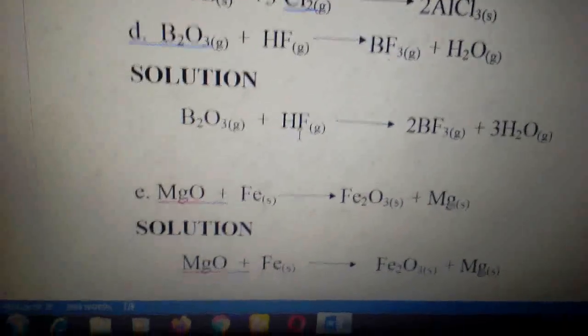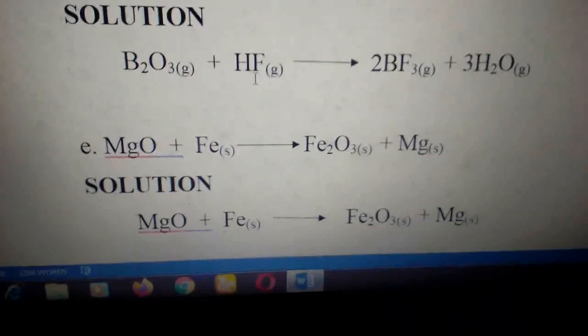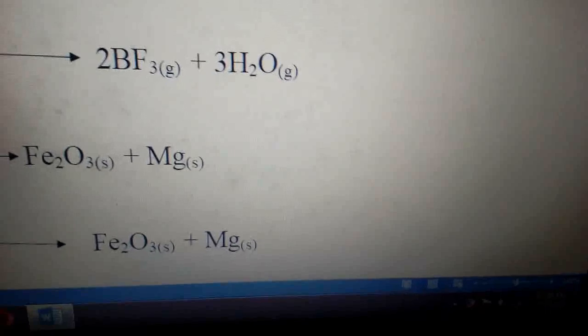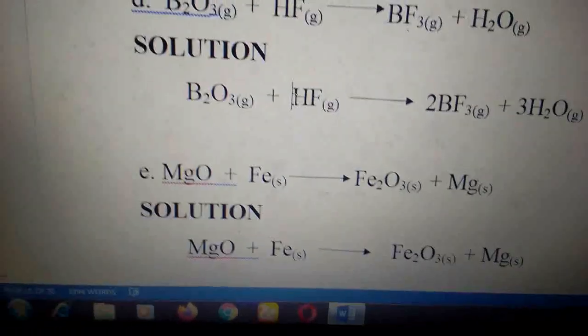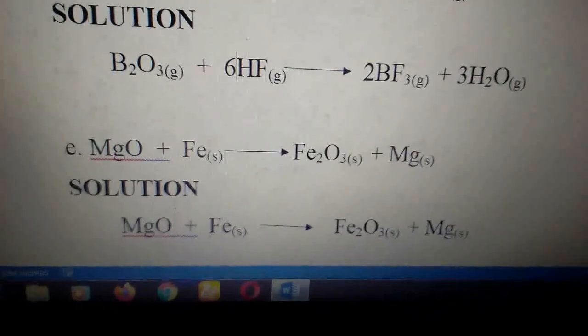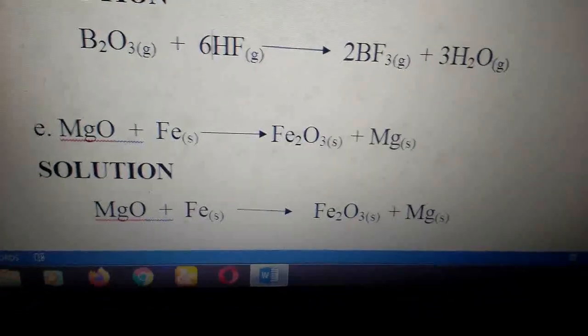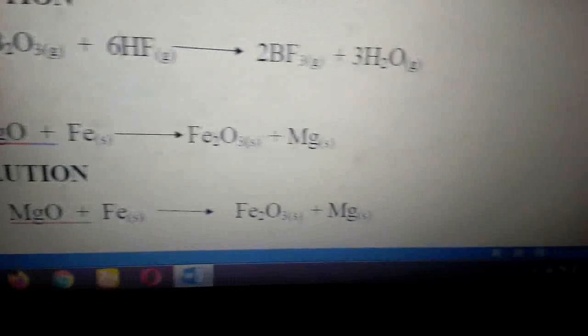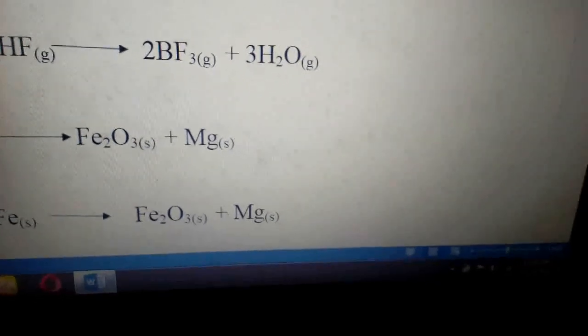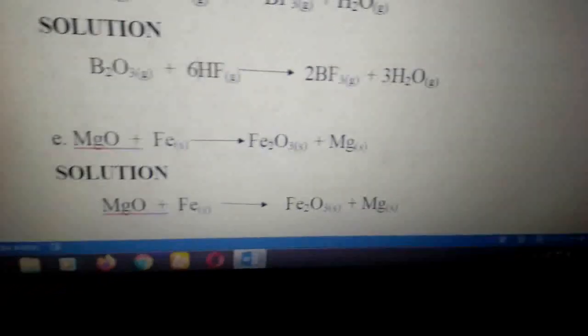Having done that, we'll now go to hydrogen. Hydrogen is 1 atom on the reactant side in HF. Then on the right hand side, hydrogen is 6, because 3 times 2 in water is 6. So we'll put 6 in front of HF on the reactant side. That will now go to fluorine. Fluorine is 6 atoms in HF, because 6 times 1 is 6. On the right hand side, in BF3, 2 times 3 is also 6. So fluorine is balanced.